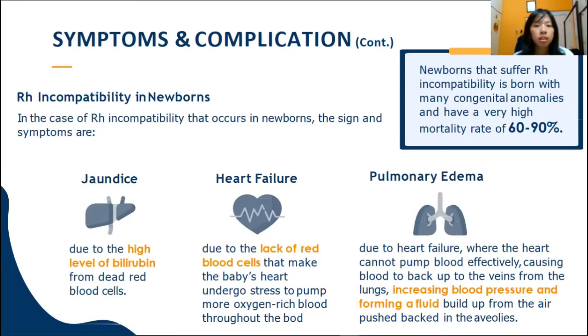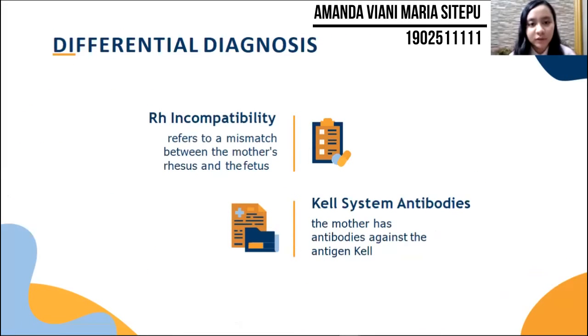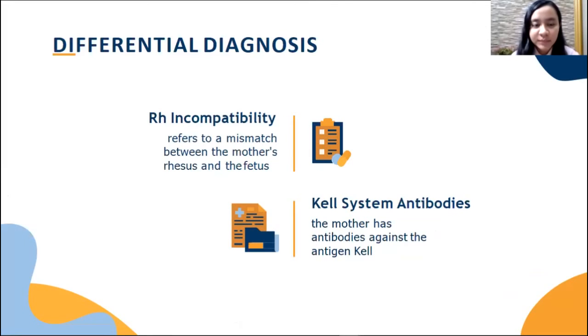Newborns that suffer rhesus incompatibility are born with many congenital anomalies and have a very high mortality rate of 60 to 90%. Next. Differential diagnosis. So the diagnosis of ABO incompatibility includes a variety of circumstances involving transporting maternal antibodies through the placenta to the fetus, such as incompatibility of rhesus and Kell system antibodies.